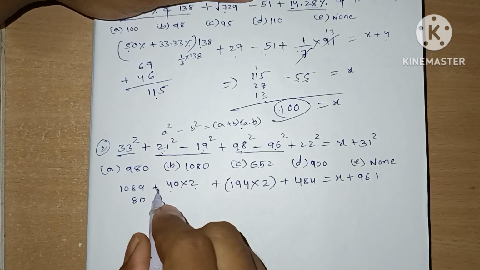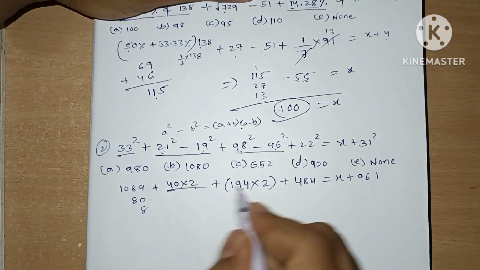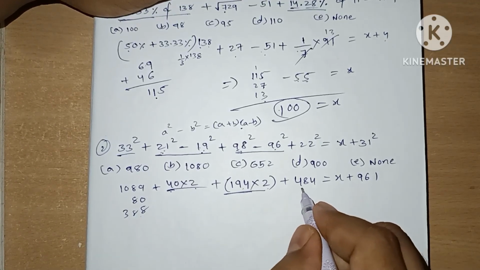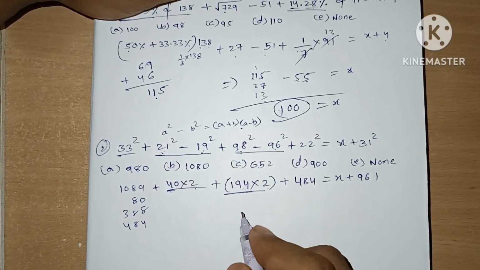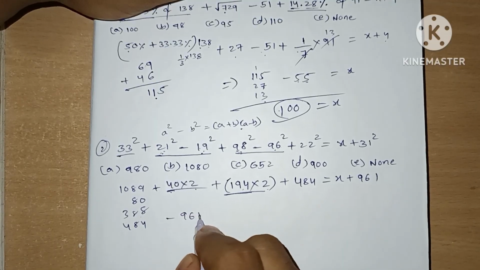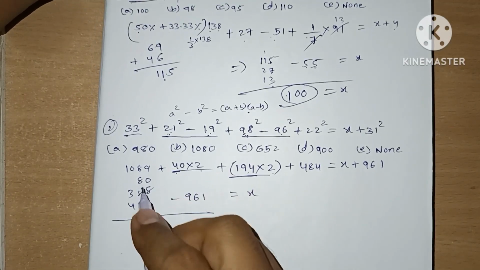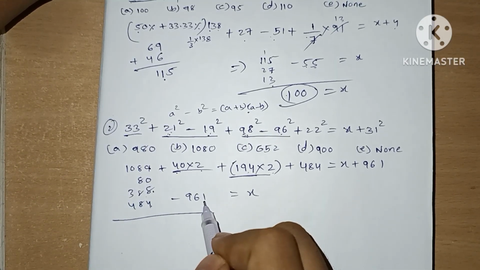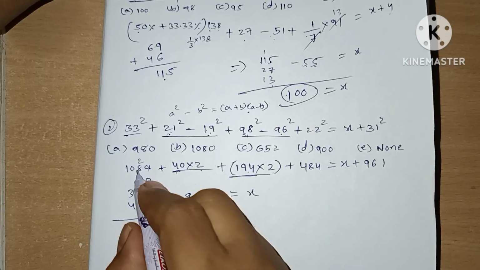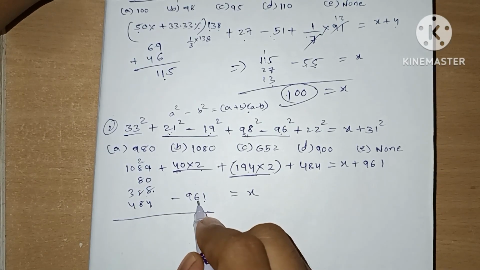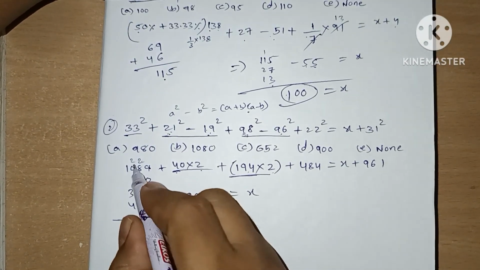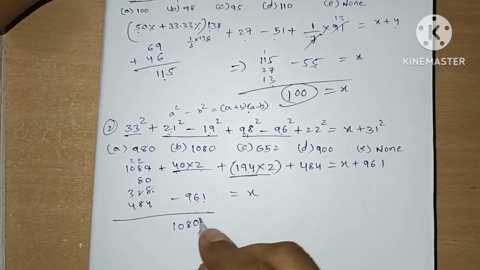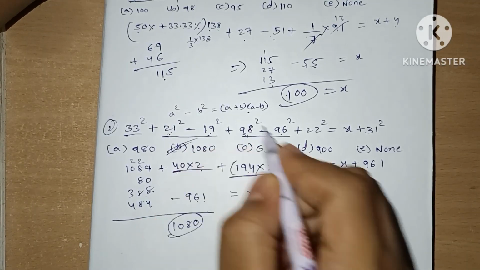Okay, first we have completed this one. The value of this one is 388. 484 whole minus 961 equals x. So 9 plus 8, 17, 17 minus 4, 17 plus 4, 21, 21 minus 1 will be 20. 8 4 times 32, 34, 34 minus 6, 28. This will be 9, 9 minus 9, 0 and 1. 1080 is our answer, option B.